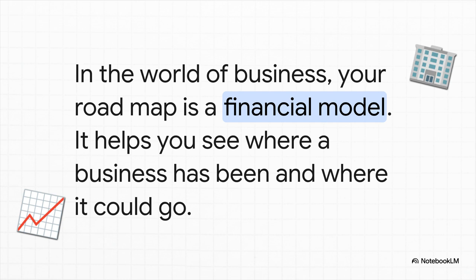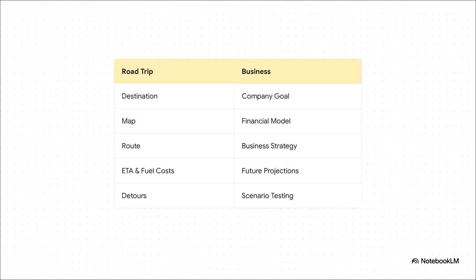Your roadmap for that journey, it's not made of paper or on an app. It's what we call a financial model. It's the thing that lets you see where you're headed and what it's going to take to get there. And this analogy, it just works perfectly. Think about it. Your road trip destination, that's your company's goal. Like, say, hitting a certain revenue target. The map you use to get there, that's your financial model. The route you pick is your business strategy. Your ETA and how much you'll spend on gas, those are your future projections. And what about planning for detours? That's just scenario testing, asking those what-if questions, like what if sales are slower than we think?